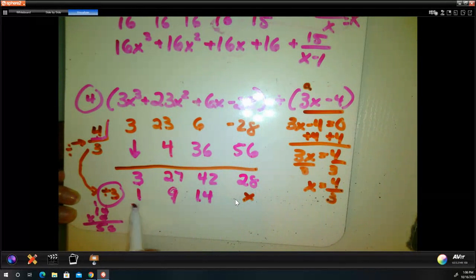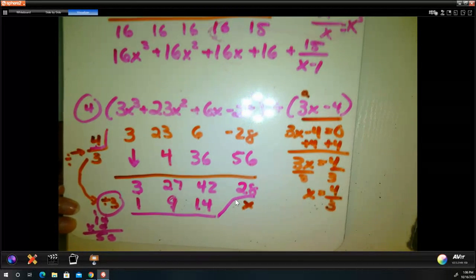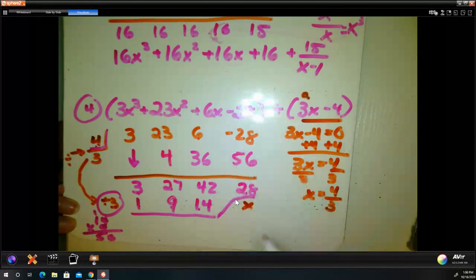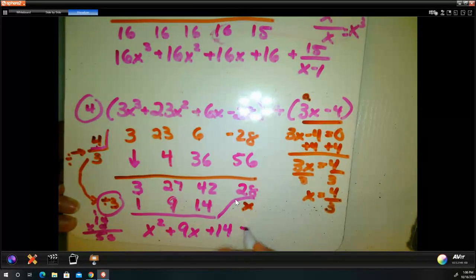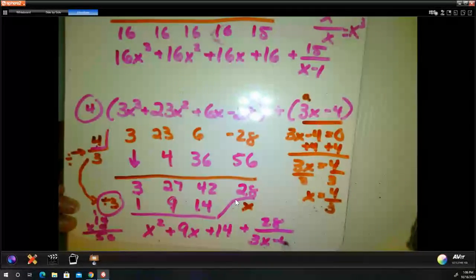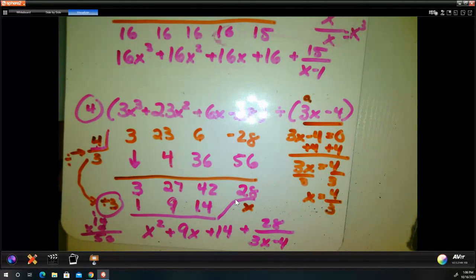So now I'm going to read this bottom row and that 28. And I have a cubic divided by a linear, which means my first degree is going to be squared. So I have x squared plus 9x plus 14 with a remainder of 28 out of that 3x minus 4. Again, if you want to see long division, happy to show it to you during office hours. Just don't want to overwhelm you guys. All right, see you guys in class.